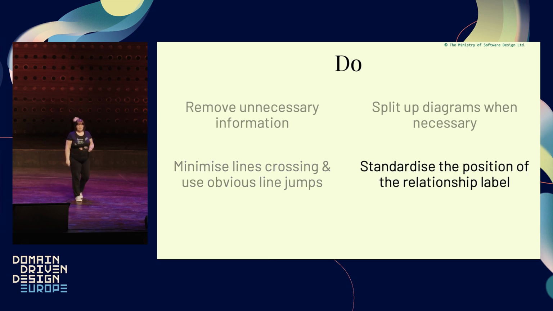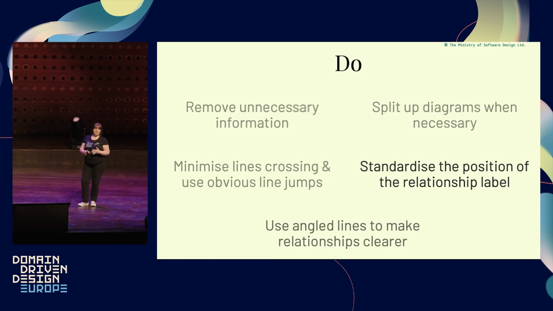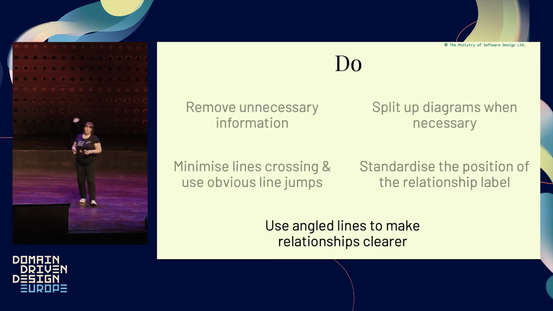Then you can standardize the position of that relationship label. Put it in the middle of the arrow, put it at the beginning of the arrow, but make a decision. And I'm going to show you where I'm going to break that rule in a minute. And then you can use angled lines, which are quite often called orthogonal, which means they're not just diagonal, they've got 90-degree angles in them. Now, I'm going to show you the difference.